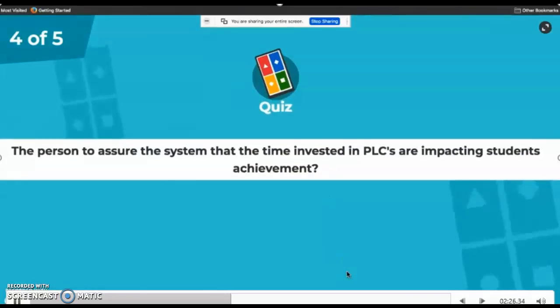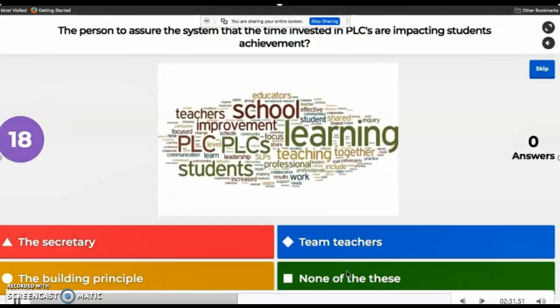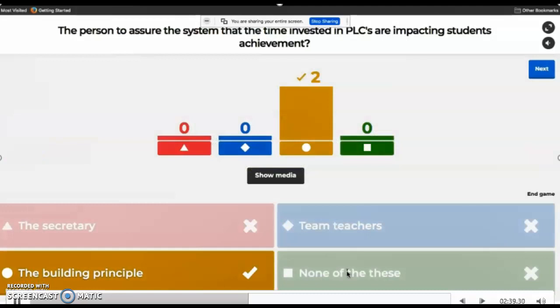Number 4, the person to assure the system that the time invested in PLCs is impacting student achievement. And that is your building principal. If you have any questions or concerns about your PLC, or you feel like something isn't going the right way, you shouldn't go to the secretary or your other teachers. I would go straight to your building principal so that she or he will know what is going on and when, and can be sure to help you with any problem that you have.